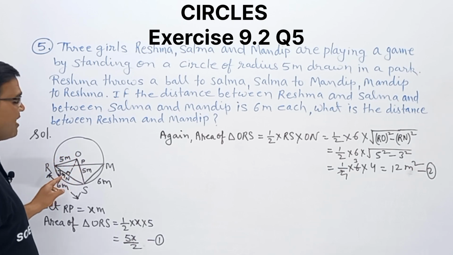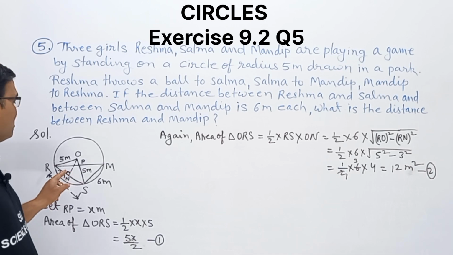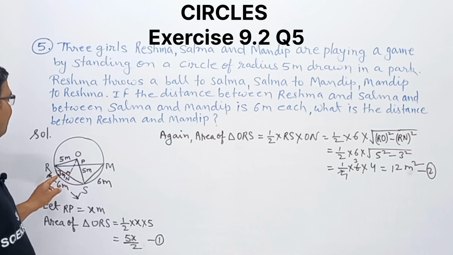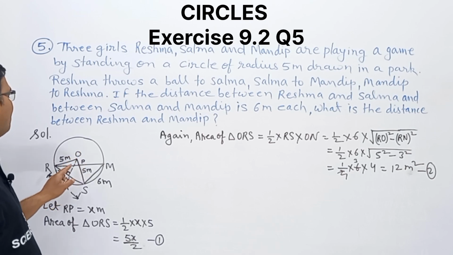Now observe this right triangle ONR. For this right triangle we will apply the Pythagoras theorem. Then we are getting this ON, and ON will be the square root of RO square plus RN square.